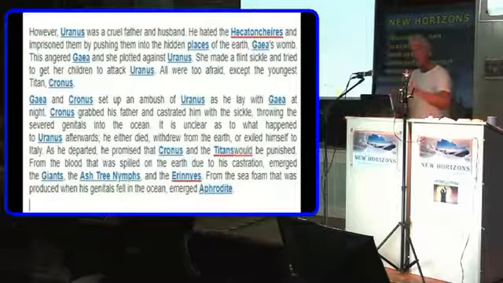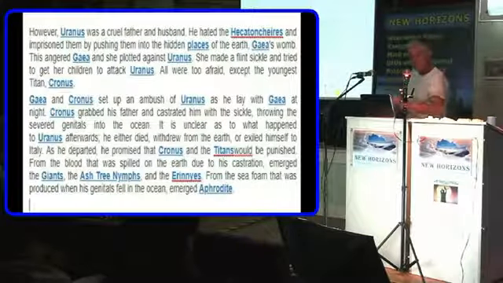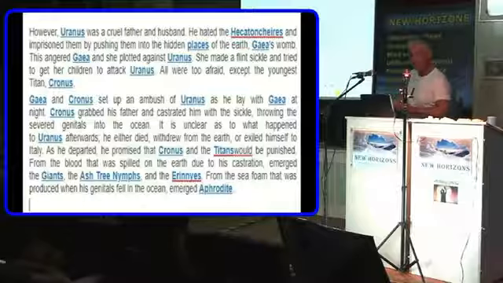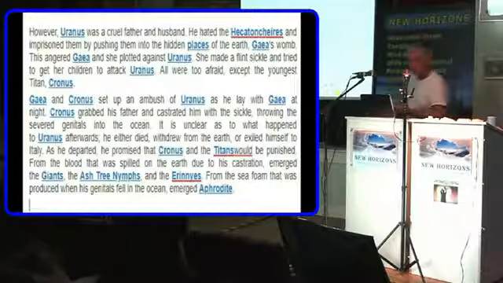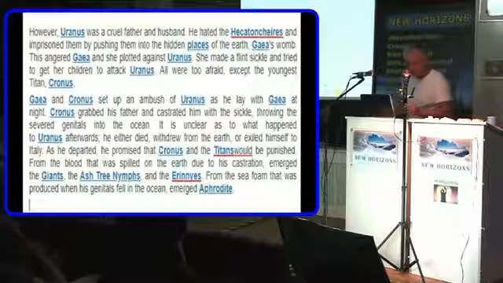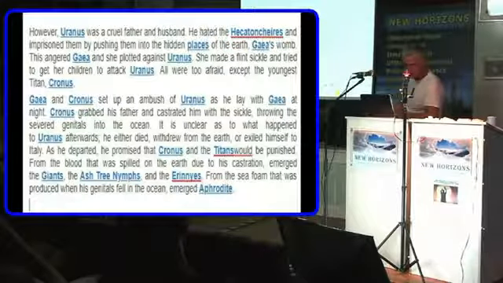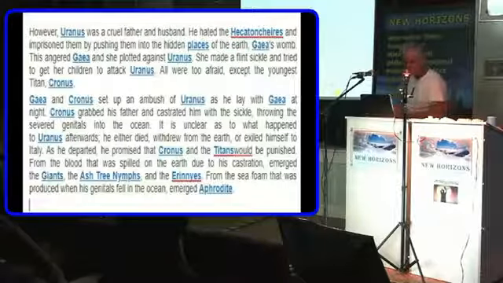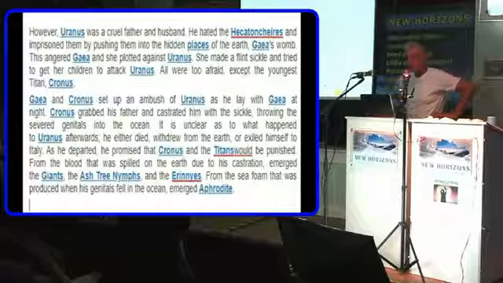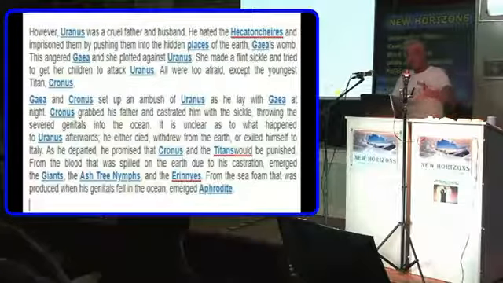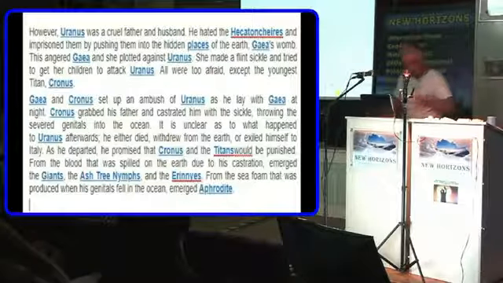Anyway, let's talk about Uranus. However, Uranus was a cruel father and husband. He hated the Hecatoncheires and imprisoned them by pushing them into the hidden places of the earth, Gaia's womb. This angered Gaia, and she plotted against Uranus. She made a flint sickle, and tried to get her children to attack Uranus. All were too afraid, except the youngest son, Titan, Cronus. Cronus, time. He was the god of time.